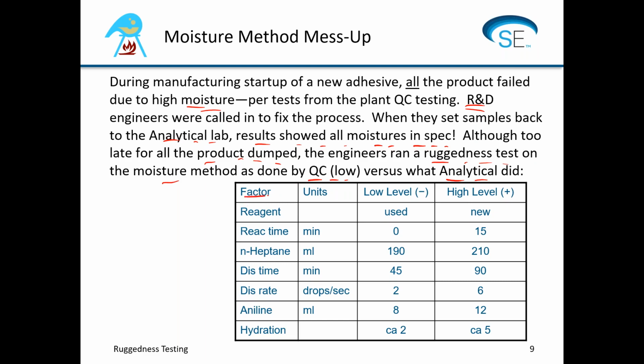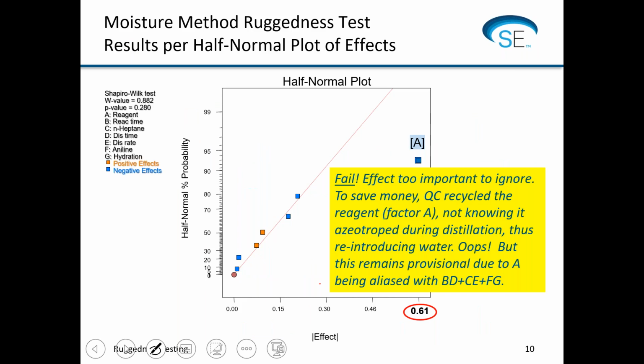So they settled in on these factors that are listed here. The reagent in the plant, because it was so expensive, was recycled. Whereas, of course, in Minneapolis, cost was no object and they always used new reagent. Then there were other factors that they varied, the reaction time from the nominal, heptane, distillation time rate, and things like that. So then they ran the experiment and they developed this half normal plot that showed there was one effect that actually emerged from the ruggedness test.